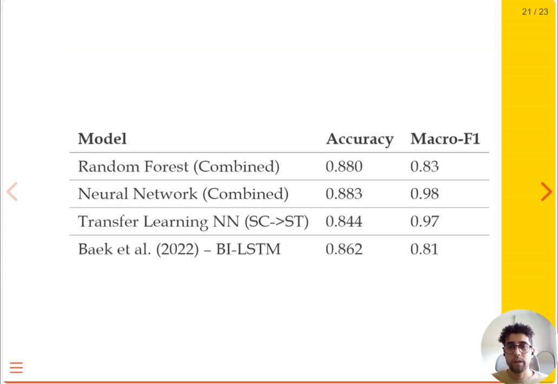In summary, the combined random forest achieves a very high accuracy with micro F1 0.83, and the combined neural network is slightly better in accuracy, but with a good jump in macro F1 score. The transfer neural network is around 4% less accurate, but remains strong in macro F1 score.